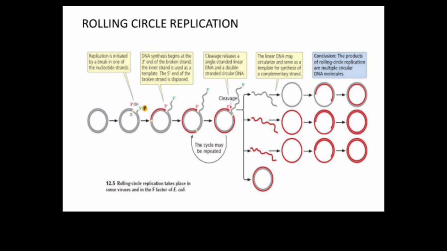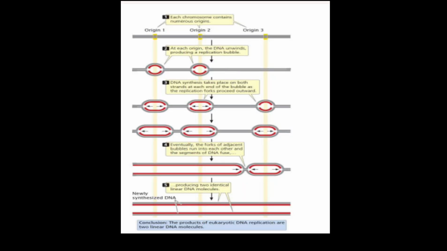The conclusion is that the product of rolling circle replication is multiple circular DNA molecules, which we get in some viruses and the F factor of E. coli.